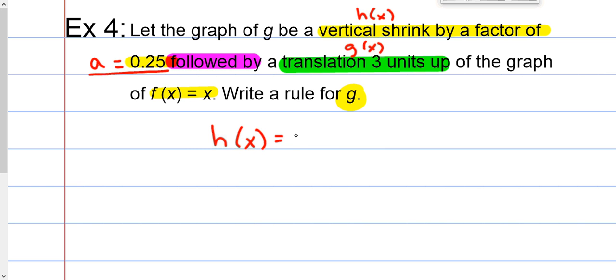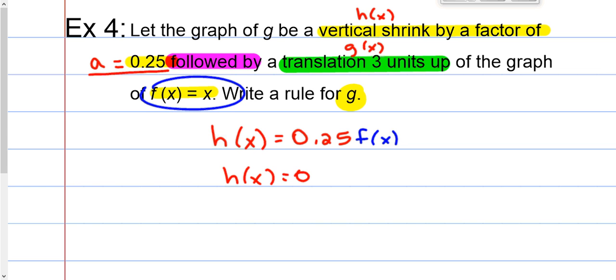So I have 0.25 times my f of x function. On this one, the f of x function is super simple. It's just an x, so all I have to do is plug that in. I have h of x equals 0.25, and then there's my f of x, which is just x. That step 1 is done, so we need to label this over here. That's step 1.